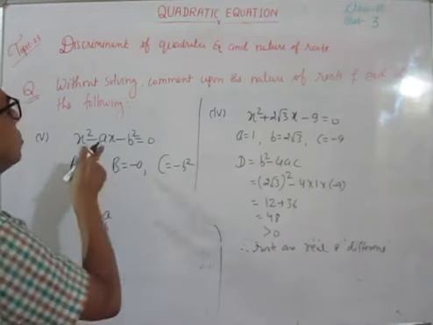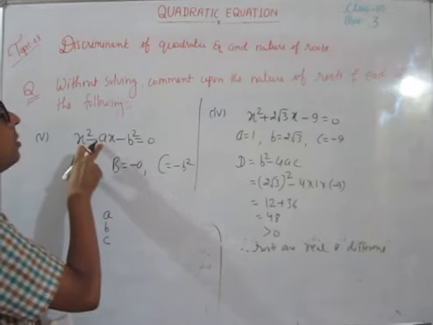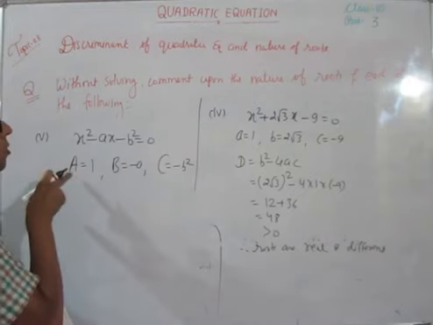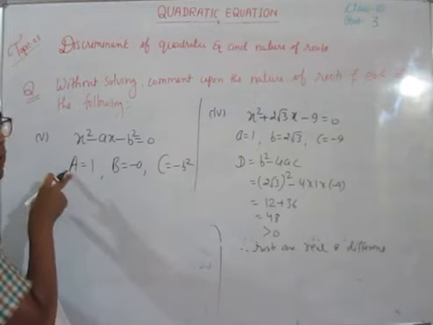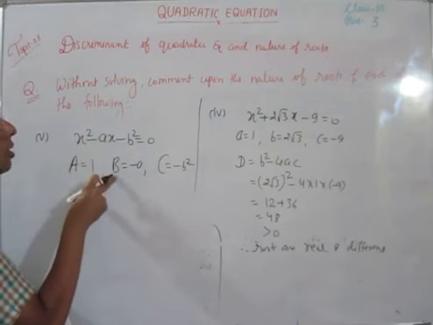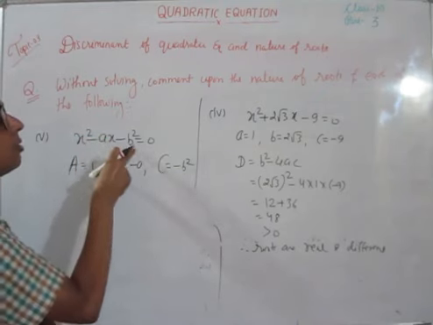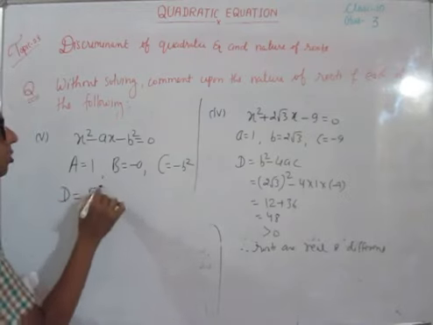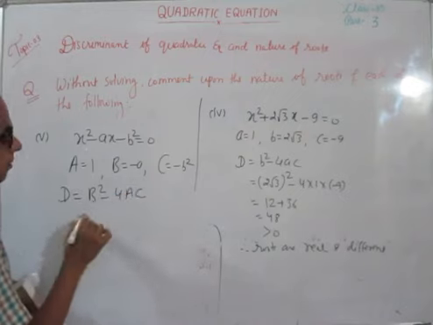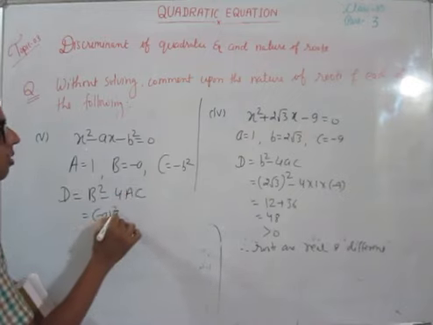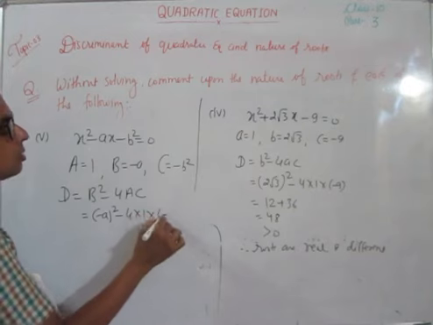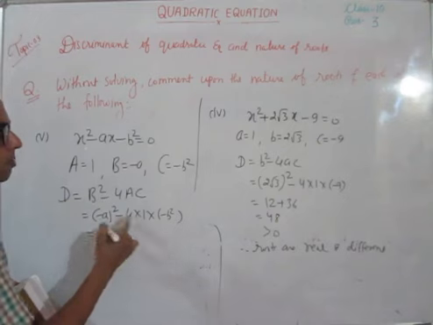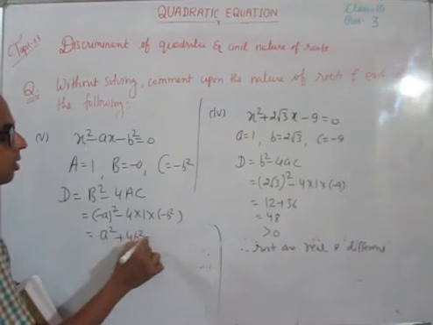But since in the question the coefficients are already denoted by small a and small b, that's why for the coefficient of x square we are using the letter capital A, for the coefficient of x we are using capital B, and for the constant term we are using capital C. Now what is the value of discriminant? It is b square minus 4ac. So b is minus a whole square, minus 4 times 1, and c is minus b square. So it will be a square plus 4b square.